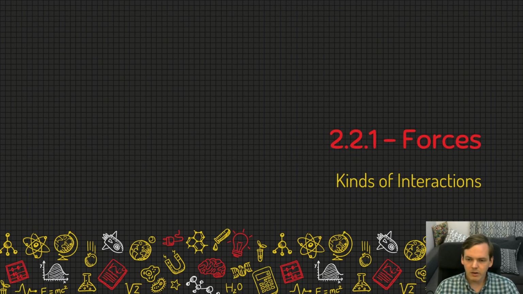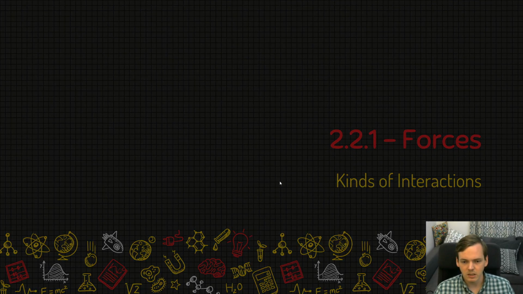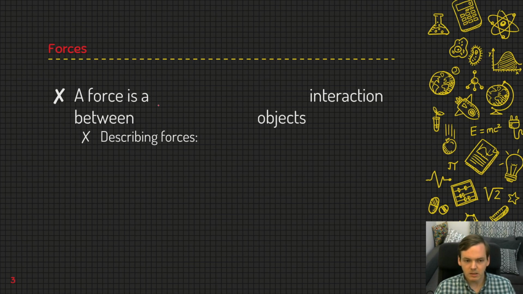We're going to start our next unit here by looking at forces, which are kinds of interactions between different objects. So forces, if we want to define that to start, a force is a push or pull interaction between exactly two objects. So if there's more than two objects involved, there's more than two forces. Because a single force is a push or pull interaction between exactly two objects.